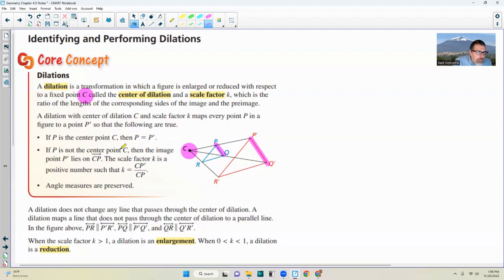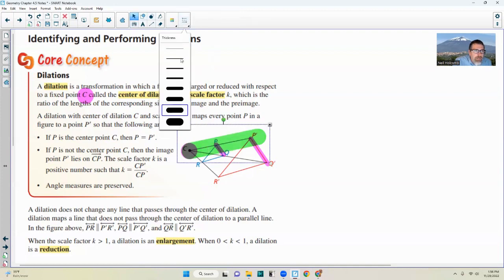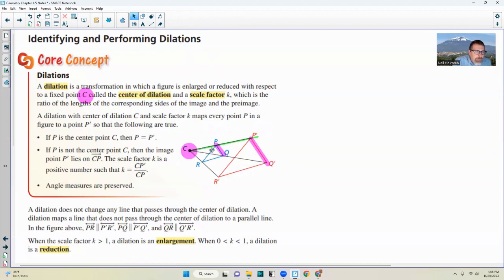If P is not the center point C, then the image point P prime lies on the ray CP, which is right here. So let me highlight that. Here is ray CP right here. So if P is not the center point C, then the image point P prime lies on ray CP. So P prime is right here on the ray CP. The scale factor k is a positive number such that k equals CP prime divided by CP. So this side divided by this shorter side.